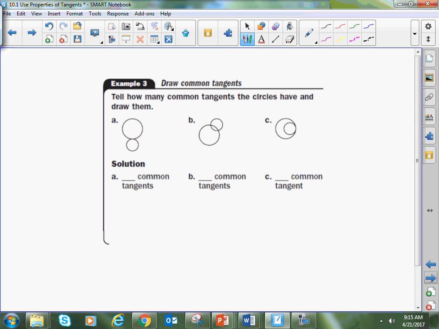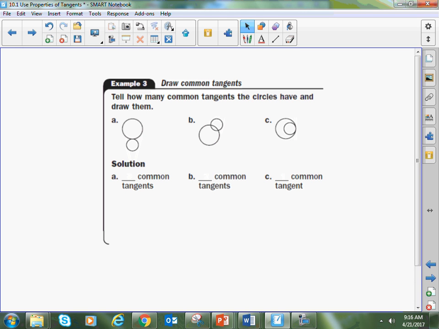Now we're getting into specifically stuff we're going to be doing with tangents, which is what most of this lesson is about. Can you draw circles that have common tangents? Well, if a circle has a common tangent, the line, segment, or ray must intersect each circle in only one place. It can't go through the circles at all.